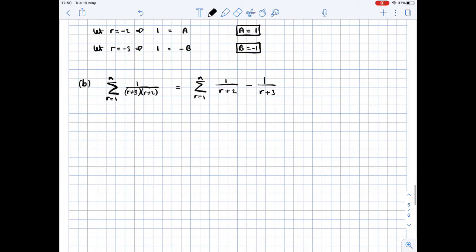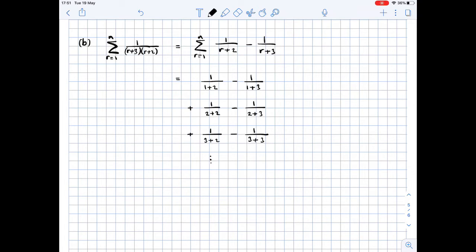Moving on from this, we now let r equals 1. So when r is equal to 1, we have 1 over 1 plus 2 minus 1 over 1 plus 3. When r is equal to 2, we have 1 over 2 plus 2 minus 1 over 2 plus 3. And when r is equal to 3, we have 1 over 3 plus 2 minus 1 over 3 plus 3. It's useful to write a few of these out so you can spot the pattern. Next, moving on to the nth term, we have 1 over n plus 2 minus 1 over n plus 3.